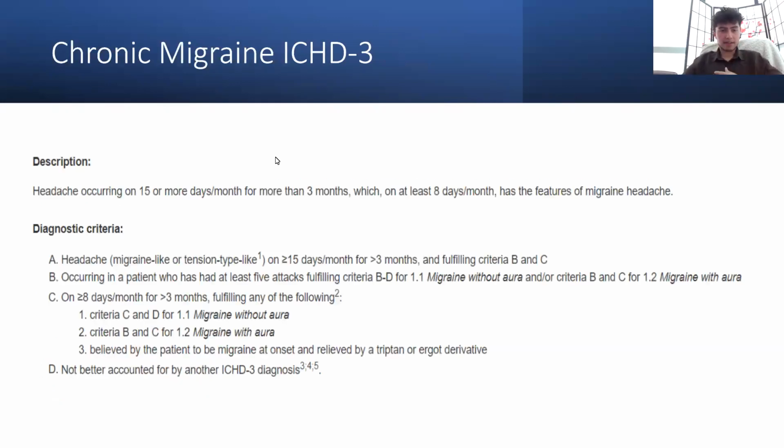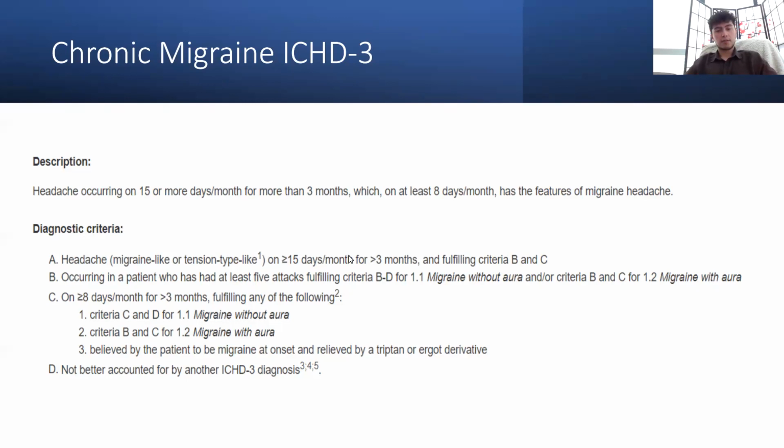And the last, chronic migraine. Chronic migraine is headache occurring on 15 or more days per month for more than 3 months, which on at least 8 days a month has the features of migraine headache. So it will be present more than half of the month, as you see, and on at least a quarter of the month, it should present the features of migraine headache, and that will be enough. And in the other half, maybe it can present like tension headache, but even then we can diagnose chronic migraine. And here are the diagnostic criteria.